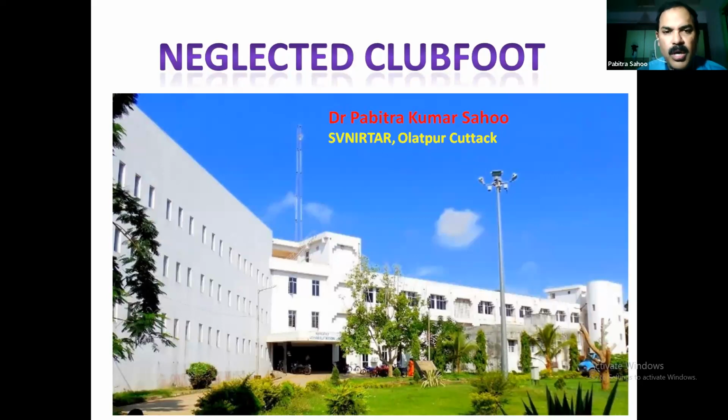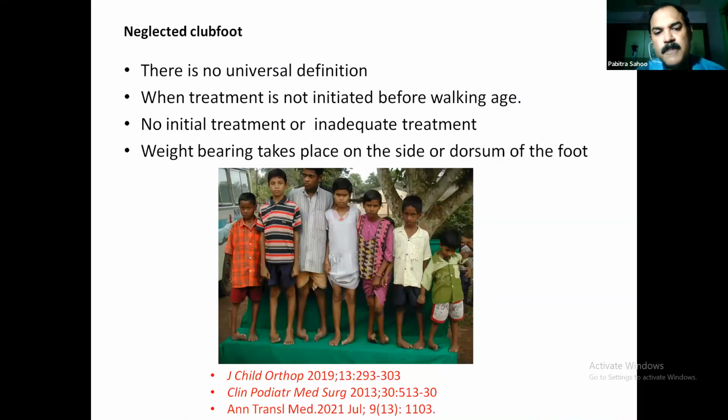There is no universal definition of neglected clubfoot. I have gone through a couple of literatures to find out the exact definition. In the Journal of Child Orthopedics, they have said that when the treatment is not initiated before walking age, that's called neglected clubfoot. Another article in Clinical Pediatrics Medicine Journal said that if there is no initial treatment or inadequate treatment, that's called a neglected clubfoot.